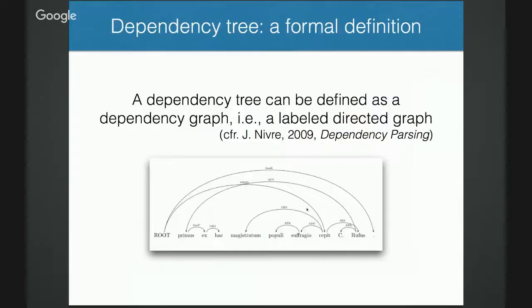Here you have a formal definition for a linguistic tree. I think it is important to show this, even if we try to keep things simple, because it's important to remember that treebanking can be formally defined, it can be mathematically defined. For example, a dependency graph is defined as a labeled directed graph, and if you are interested in knowing more about this, you can read Dependency Parsing by Nivre.